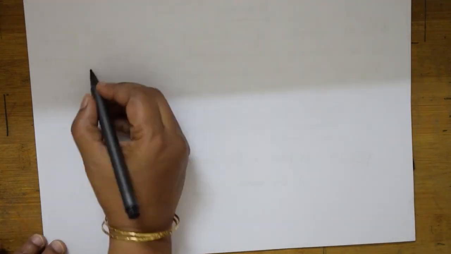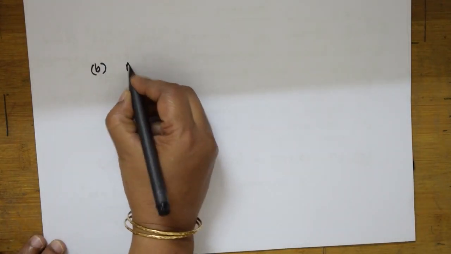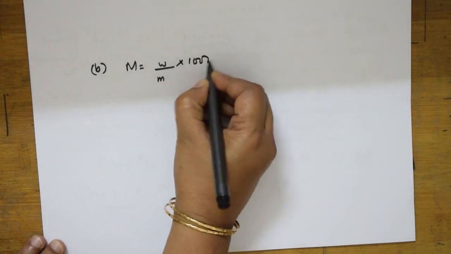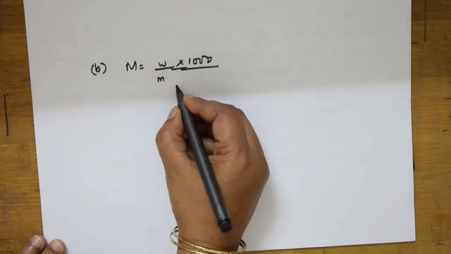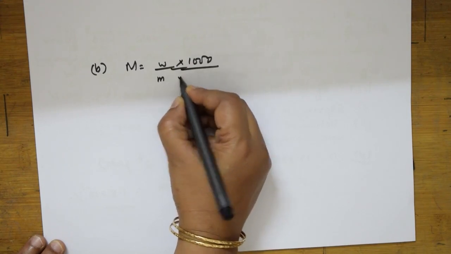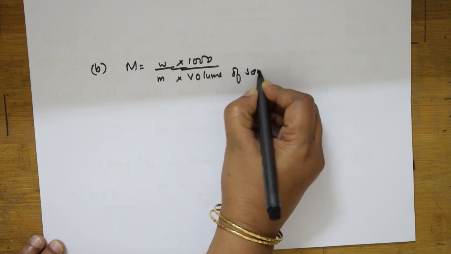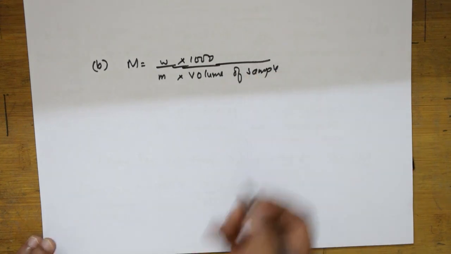So when I have to determine the molarity, let us do the second part. Molarity, what is the formula? Weight by molecular weight into 1000 by volume of sample. So what data is given to us here?